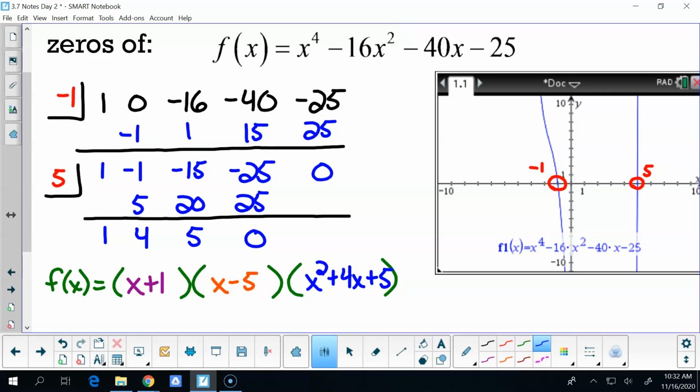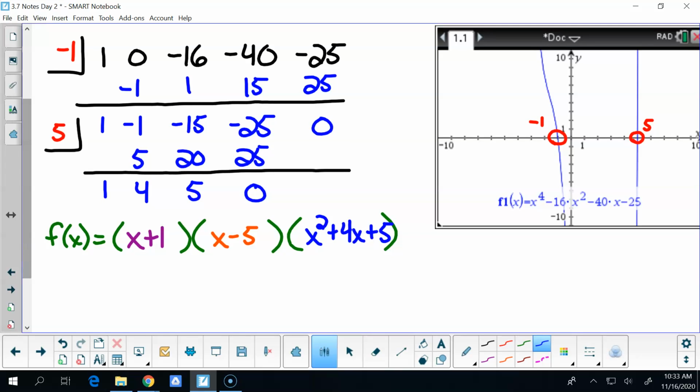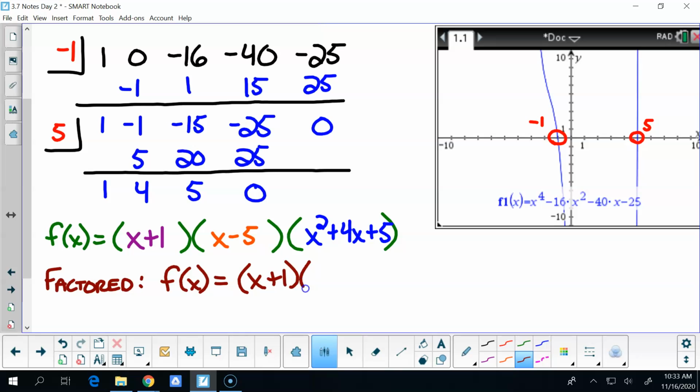Okay. And I know from looking at my graph that those aren't going to be real because it doesn't cross. It only crosses twice. Okay? It doesn't cross 4 times, so I know that those aren't going to be real. So I know that that is my factored form. So my factored form, the first question was x plus 1, x minus 5, and that.